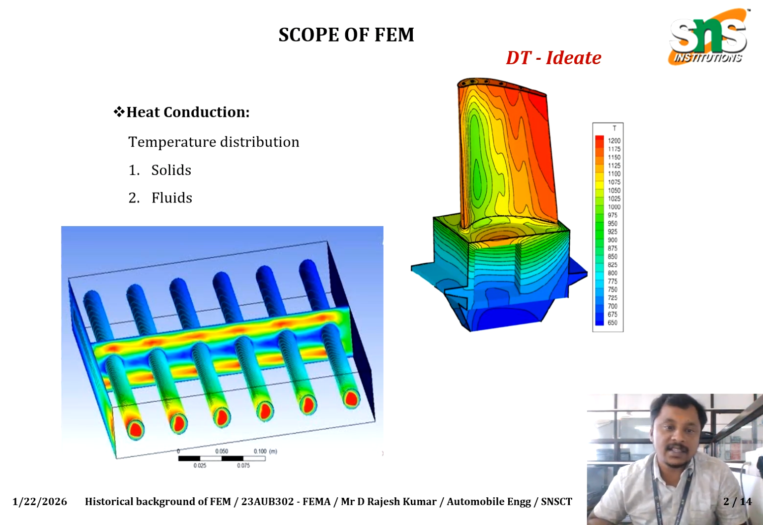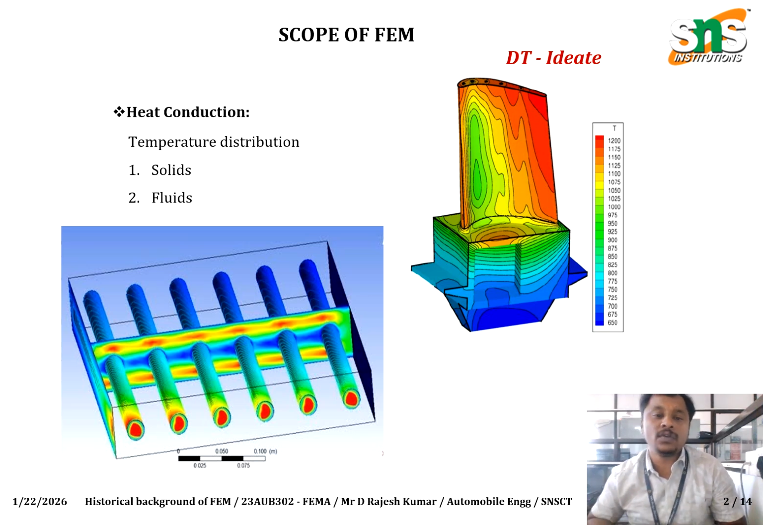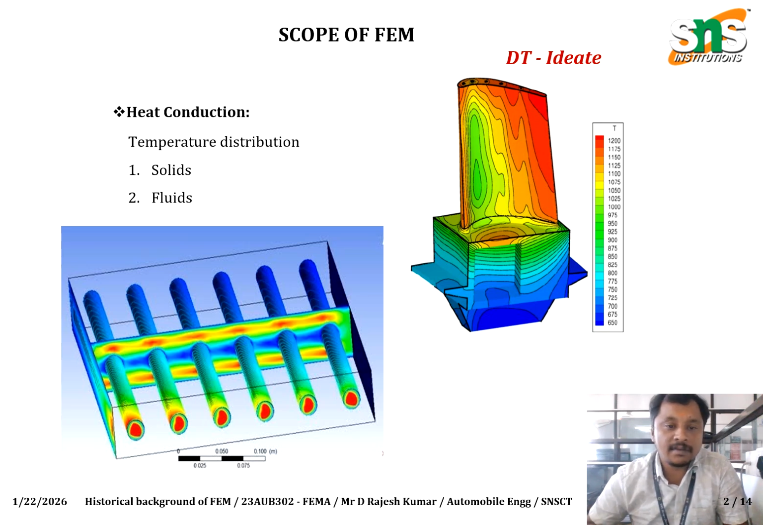So here you can see in this slide how FEM is used to analyze how heat flows in solids and fluids, right? So you can see here, this is, for example, an injector pipe or something like that. So how the fluid is flowing and where the heat is transferred from one end to another end. You can see the different colors, from orange to blue. The orange color shows the high temperature and the blue color shows the low temperature. So this is how heat conduction can also be analyzed by using the finite element software.